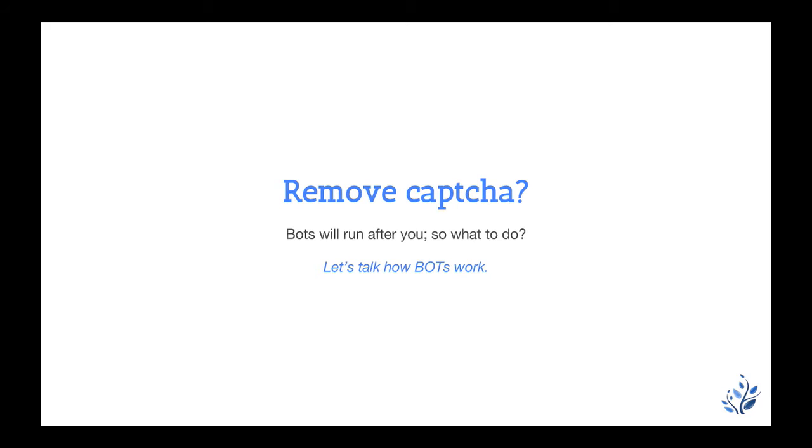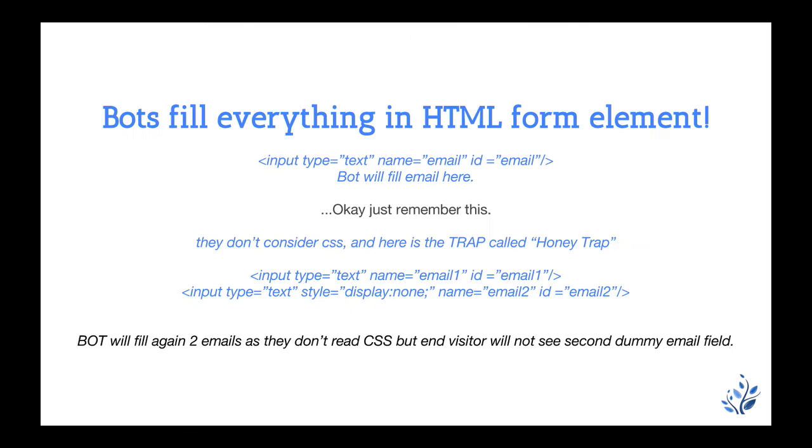The bots do a simple analysis of your HTML and fill in the values as mentioned there. Basically they will fill in everything in HTML form elements. Suppose I have an input type text, name email, ID email, the bot will fill in the email here. One thing we need to remember is that they don't consider CSS because they are bots, so it's not visible to them. So if I write some CSS inside my input box, they are unable to manipulate that CSS part, and thus we can trap them.